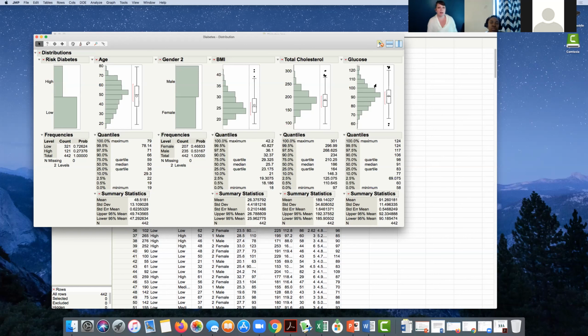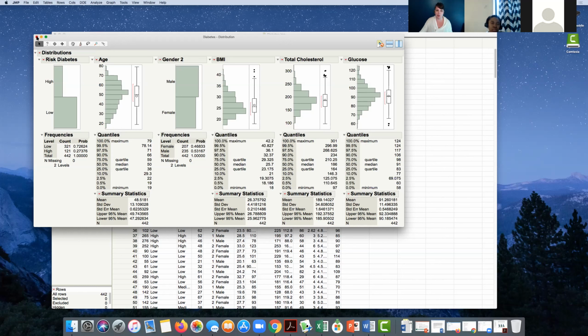So I've looked at this data. I have sort of an understanding that it's 53% male. They're about 50 years of age. Our BMI is 26. That's just into the obese category. We've got a pretty decent range of cholesterol, and then we have our glucose measures.